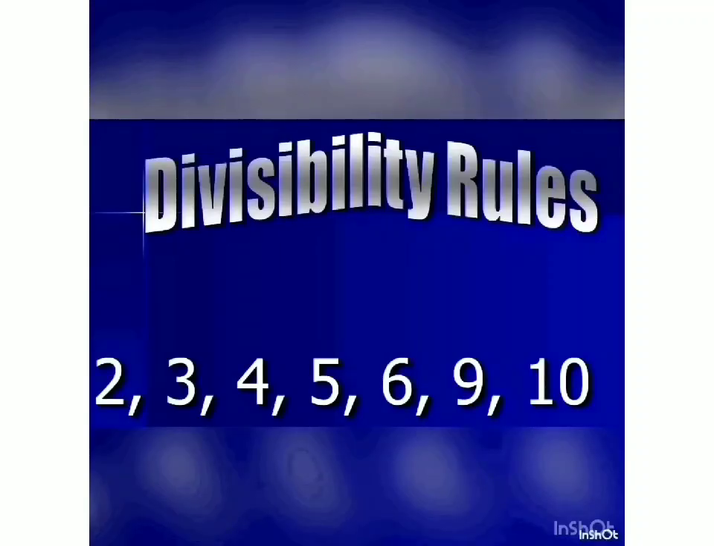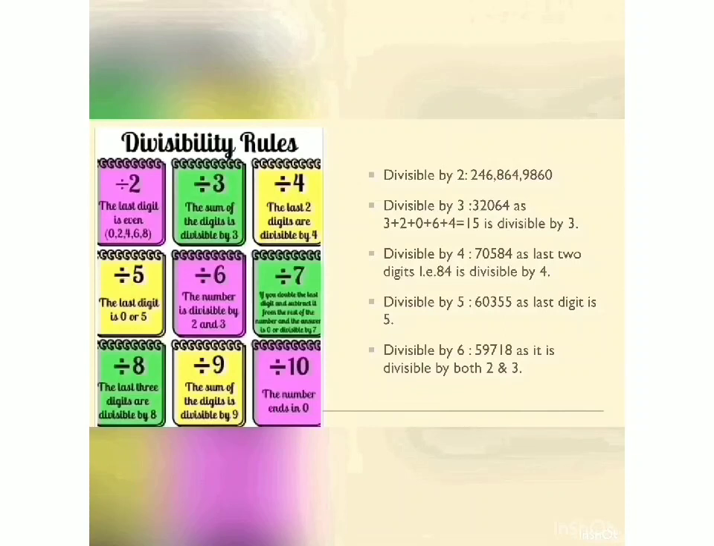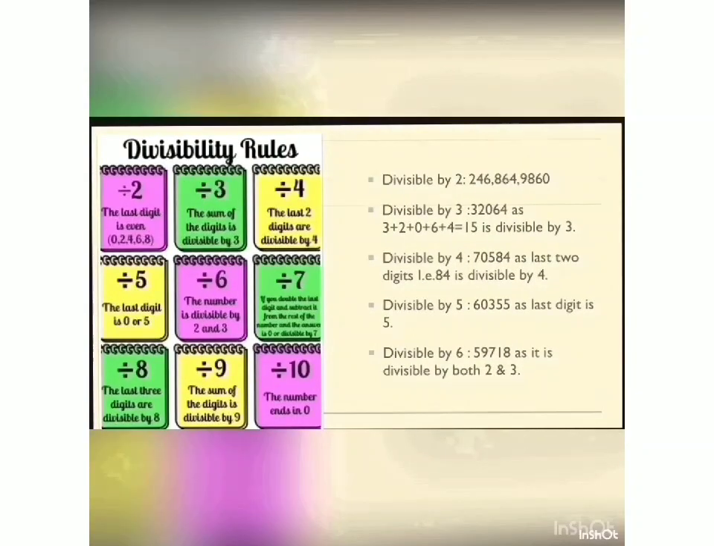Today we'll learn about the divisibility rules for 2, 3, 4, 5, 6, 9, 10, even 8. The first: if the last digit of the number is 0, 2, 4, 6 or 8, the number would be divisible by 2. If the sum of the digits of the number is divisible by 3, we can say that the number is divisible by 3. If the number formed by the last two digits of the number is divisible by 4, the number is divisible by 4. If the last digit of the number is either 0 or 5, the number would be divisible by 5.